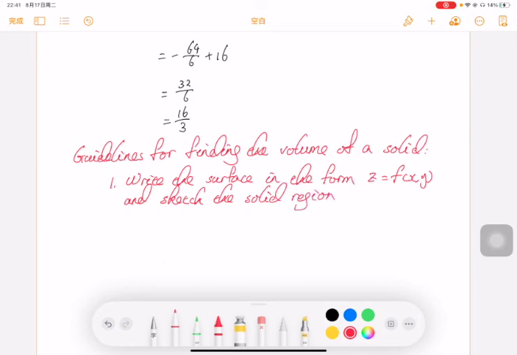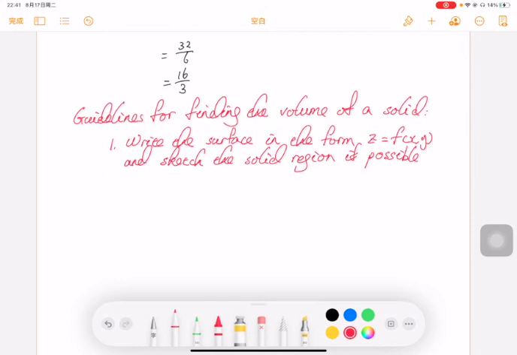Now I'm going to add, if possible, because for some problems it's just not something that you can simply sketch. For example, when you have e to the minus xy, how do you sketch that thing? It's just not something you can easily do. So it's helpful if you can sketch it, but if not, it's not the end of the world, because at the end of the day, what we really need is the region R. We don't need to know the shape of the whole solid. We just need to know about the region R, because that's where you are going to be integrating over.